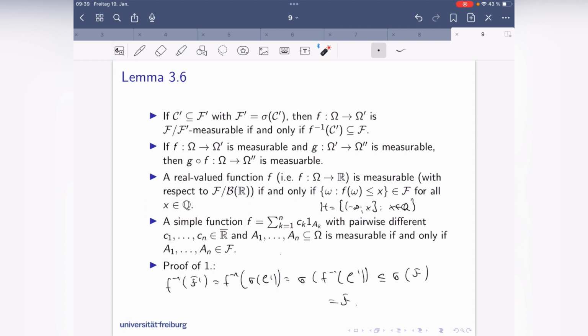Then a simple function, okay, I need some restrictions. So the C_k must be pairwise different in order to make sense. Otherwise, I could combine these two anyway. The simple function is measurable if and only if all these indicators here are measurable. That's maybe not too surprising.